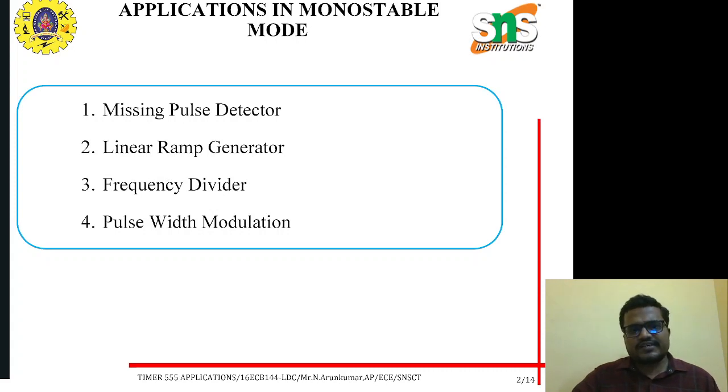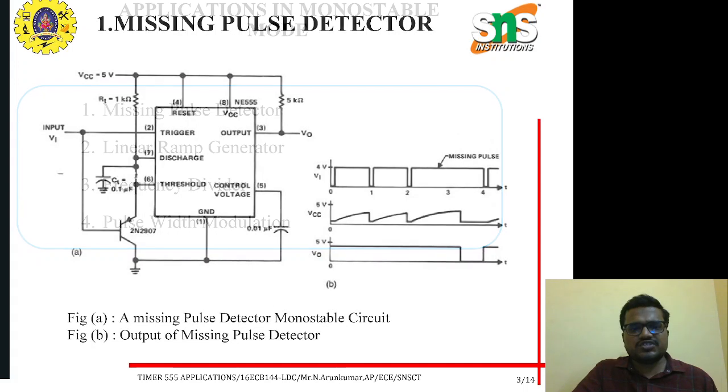Missing pulse detector, linear ramp generator, frequency divider, pulse width modulation. These are the essential factors which will be useful in a circuit if the circuit has any mistakes. These are the four remedies to identify the mistakes of the corresponding circuit. So I'm just taking these four applications in monostable mode. The first one is the missing pulse detector.